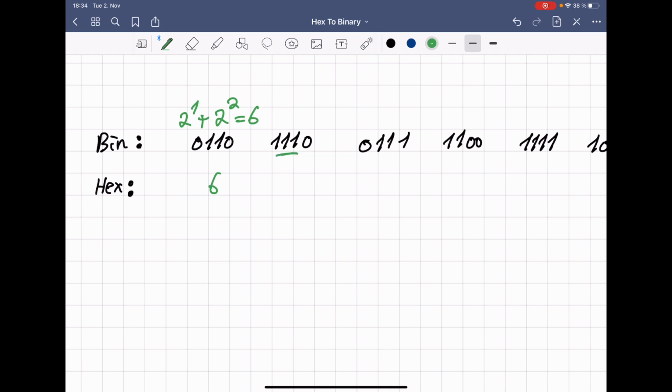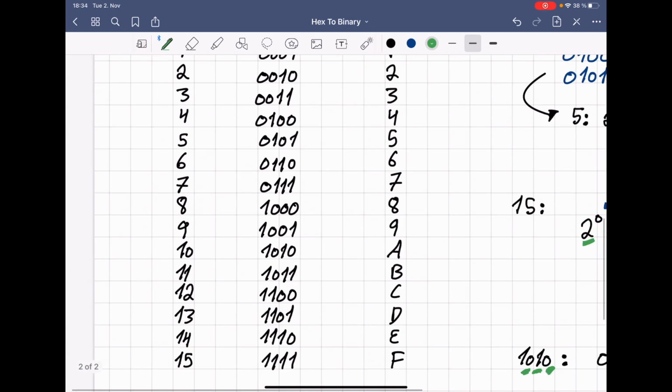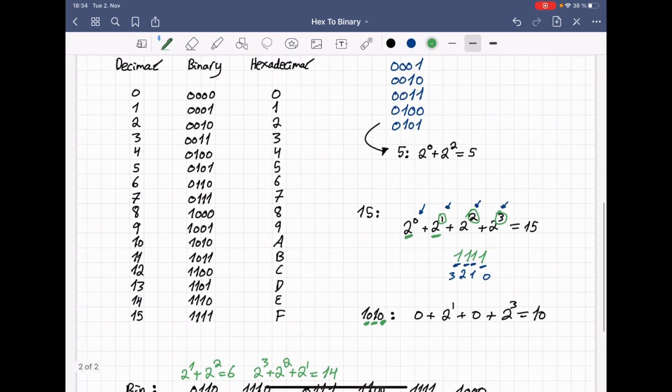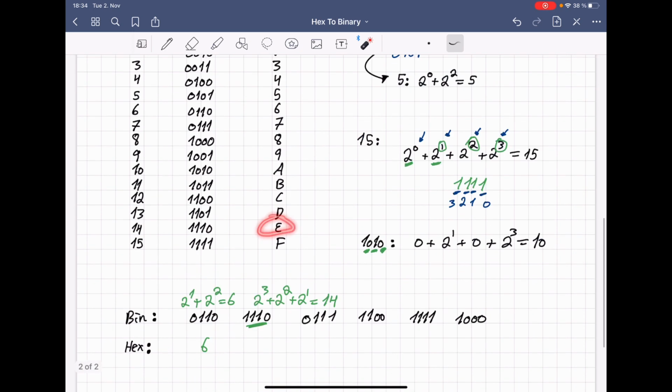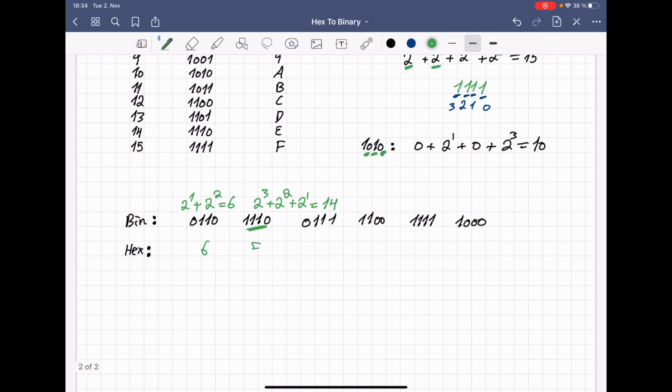For these 4 digits, we have to add the ones, which is 2 to the power of 3 plus 2 to the power of 2 plus 2 to the power of 1, which is equal to 14. Now the number 14, looking back at the table, in hexadecimal is an E, as can be seen here. The binary number is 1110, which is an E. So we just place an E below.